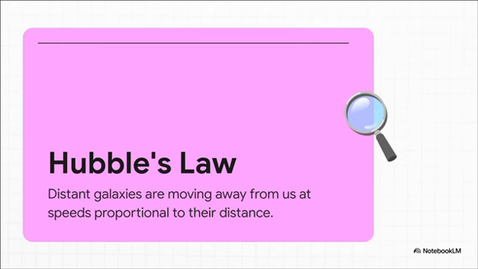So in the early 1900s, an astronomer named Edwin Hubble pointed his telescope at far-off galaxies. He was expecting to find a random mix, right? Some moving towards us, some moving away. But what he actually found, well, it was staggering, and it changed everything we thought we knew about the universe.